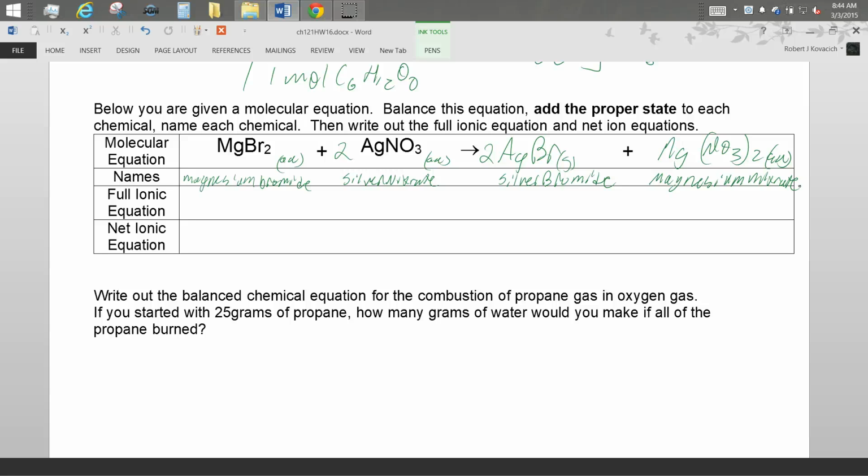Nope. They only have one opportunity to have a charge. So silver is only ever +1 and magnesium is only ever +2. So I don't state their charges. So the full ionic equation is me taking everything that's aqueous and separating it out.